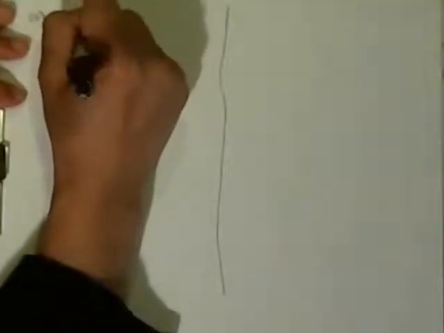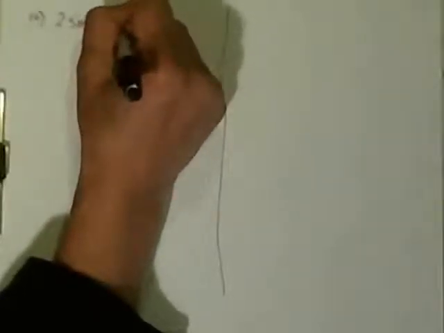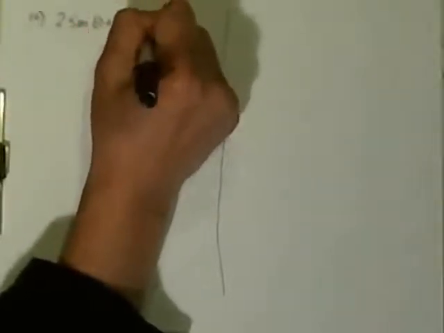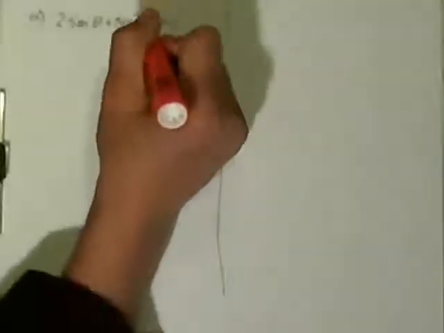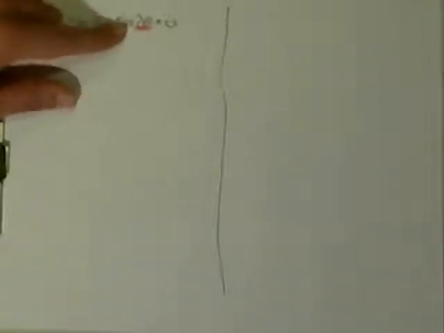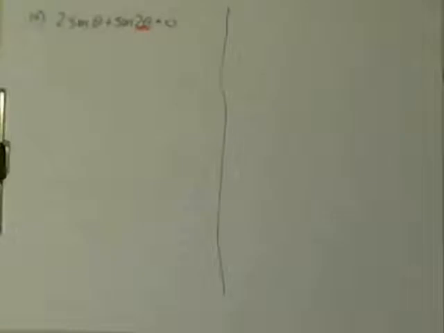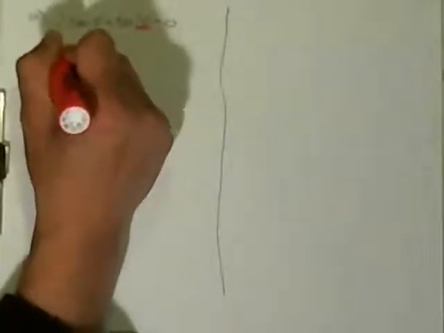2 times the sine of the angle theta plus sine of 2 theta is equal to 0. We got a big problem. That's 2 theta right there. I believe it was in chapter 5. You should know the sine of 2 theta, the double angle. Kind of tricky. I'll give you a little bit of a hint on how to find the double angle.